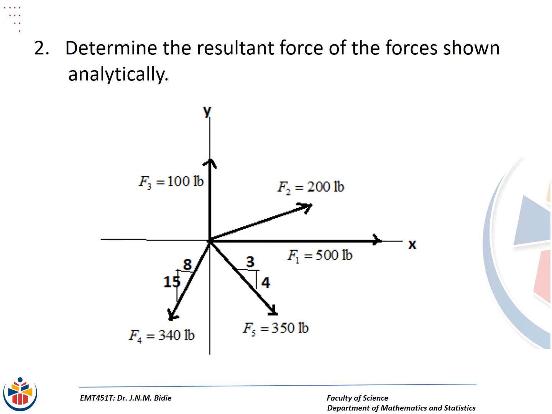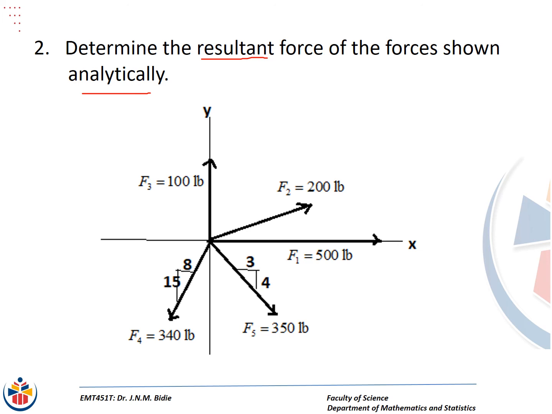Number 2, we've been given 1, 2, 3, 4, 5 forces, and we are asked to find the resultant force. So first things first, it has been specified. It must be done analytically. So each force must be written analytically first, and then you do the vector addition. F is equal to F1 plus F2 plus F3 plus F4 plus F5, and then add the corresponding components together and find also the direction of the resultant.